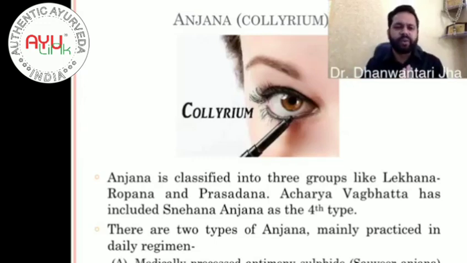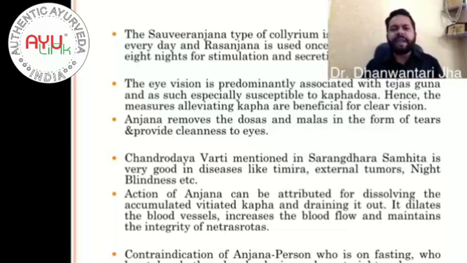Then a very famous traditionally used thing is the Anjana or the collyrium, right? In Indian tradition, we all know that collyrium is widely used, and it is basically classified into Lekhan, Ropan and Prasadan as all the other Netra Kriya Kalpas. But Acharya Vagbhat has also mentioned Snehana Anjana, which is the 4th type of Anjana. Usually we use Saviranjan and Rasanjan. Saviranjan is basically antimony sulfide, and Rasanjan basically is solid extract of Berberis aristata. Saviranjan type of collyrium is applied to the eyelashes every day, while Rasanjan is used once in 5 or 7 days or once in 5 or 8 nights. This Rasanjan is used very less because it is very Tikshna, that is very sharp, and it will create excessive lacrimation and excessive tears from the eyes.